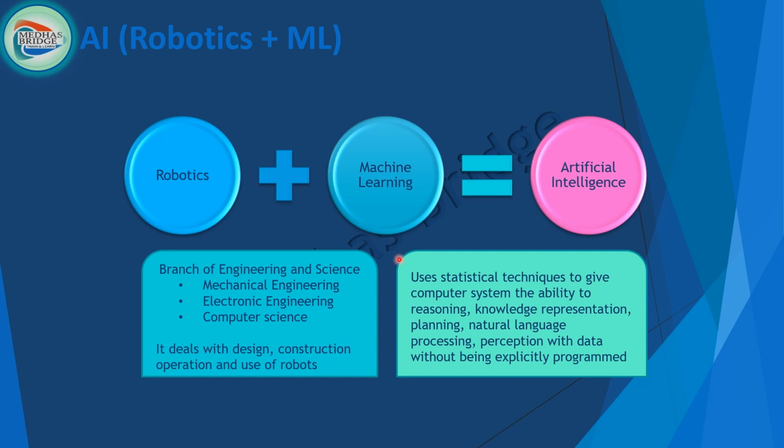Machine learning uses statistical techniques to give computer systems the ability to do reasoning and knowledge representation, planning, natural language processing, and perception with data, without being explicitly programmed. That's why AI is a combination of robotics plus machine learning.